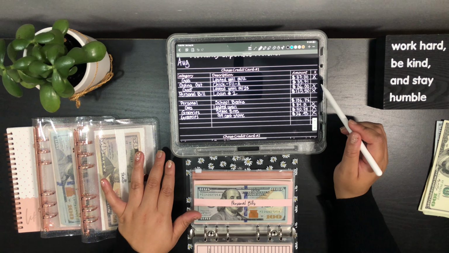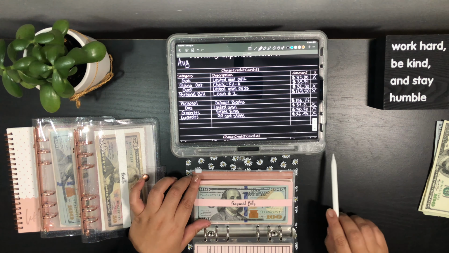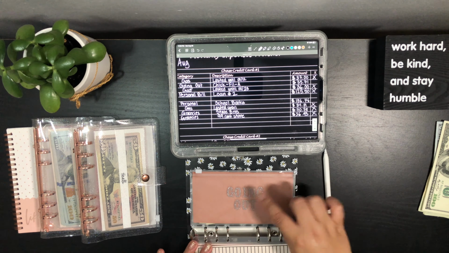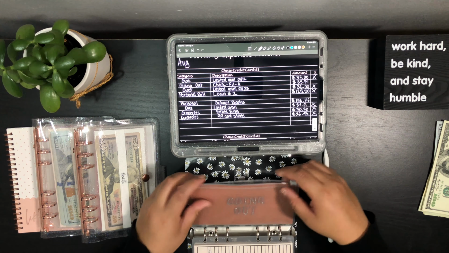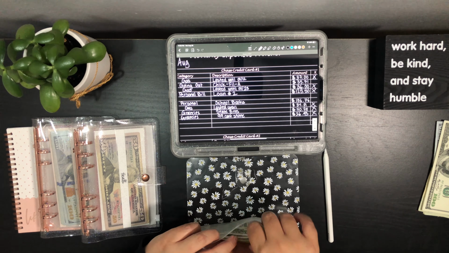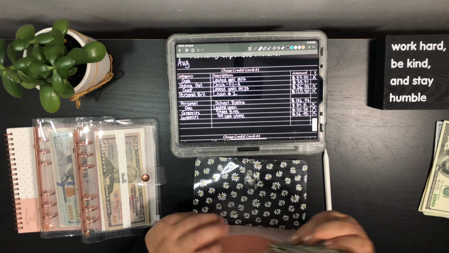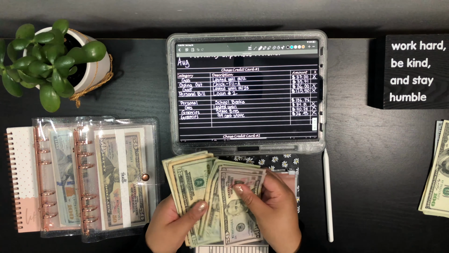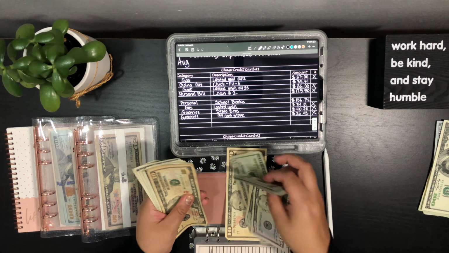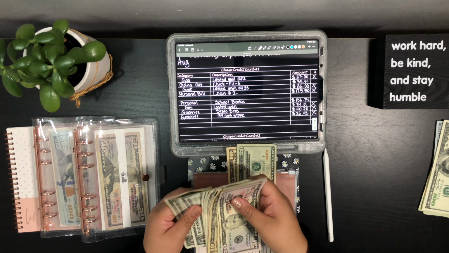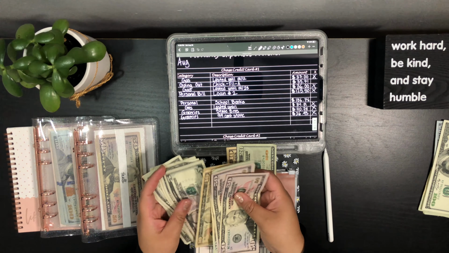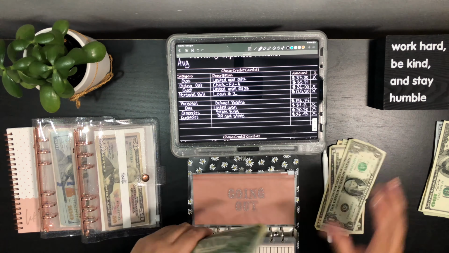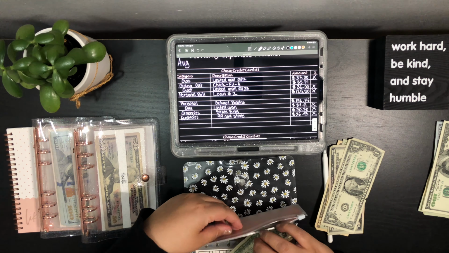Let's see. Then we're going to go ahead and remove our going out, because that envelope is still in here. So for going out, and this is mostly when I go out and eat food, let's remove $36 from here. So 20, 30, the 5 in here, 36. So $36.